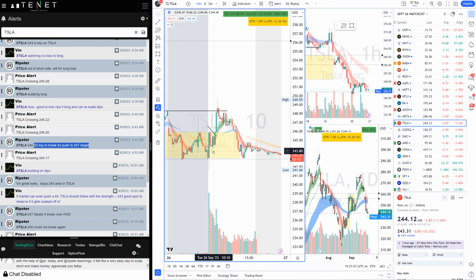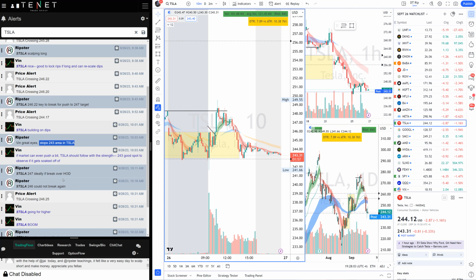If you stop out here, that's your problem. That's not the stock's problem, because you are not respecting the risk, right? So I said the stop is the 243 area. I clearly said the stop is the 243 area, and guess what? Tesla hit almost 250, close to my target of 247. If we break over HOD, 246 was not breaking, but we were still holding with our stops.